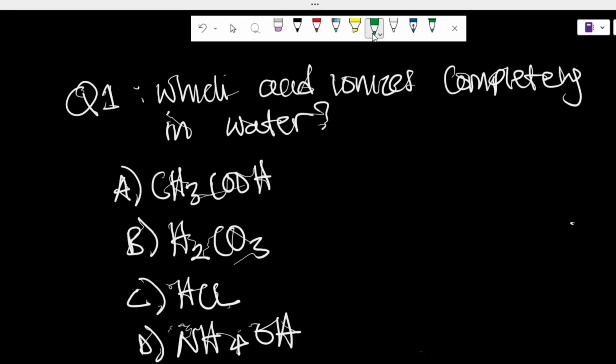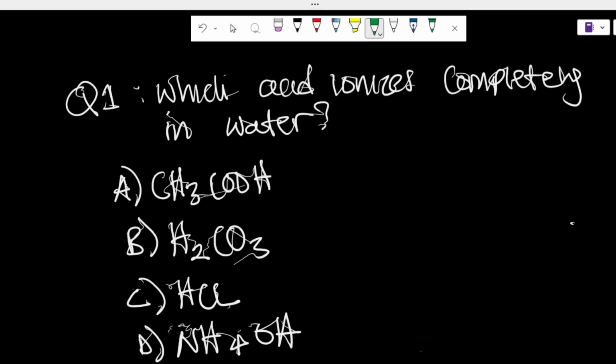So here's the question for you. Which acid ionizes completely in water? A, you have ethanoic acid. Is it the answer? B is carbonic acid. And C is hydrochloric acid. And lastly, you have ammonium hydroxide. So which one do you think is the correct answer?